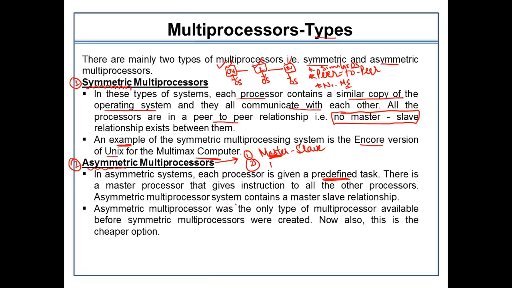Okay, so let us suppose in a multiprocessor system there are a total of five different processors available. Now the job is segmented among all those five processors, and each processor is aware of its own job that it has to perform. Every processor is given a predefined task, and there is a master processor that gives instructions to all the other processors, right? Asymmetric multiprocessors contain a master slave relationship. So the basic characteristic of the asymmetric kind of processor is that they have master slave relationships.